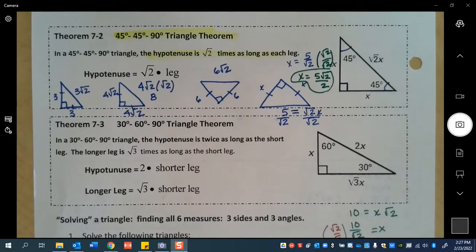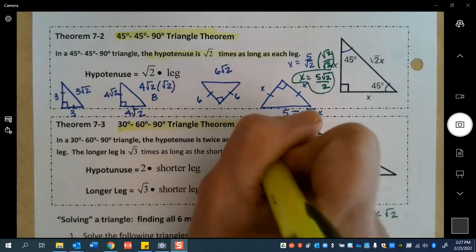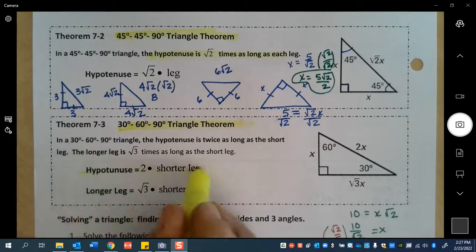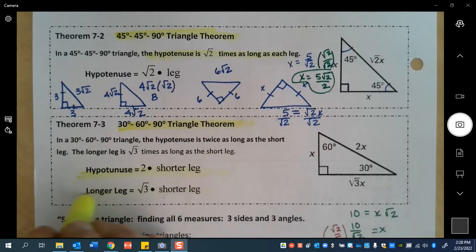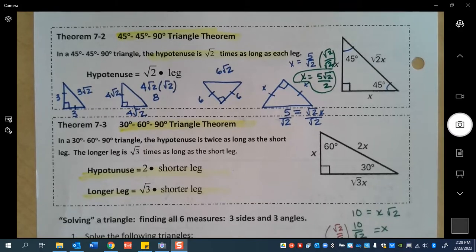Theorem 7.3 says in a 30, 60, 90 triangle, the hypotenuse is double the length of the shorter leg and the longer leg is root 3 times the shorter leg. So if you are a detail person, you just tell me what the relationship is, there it is.